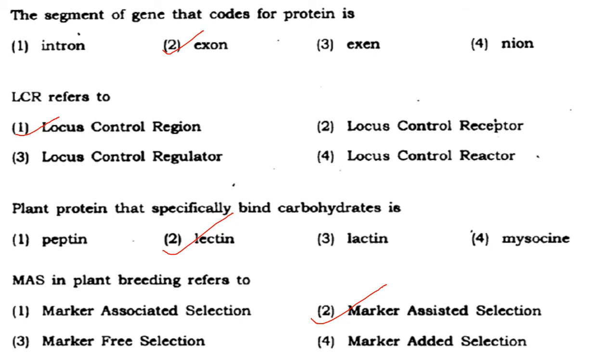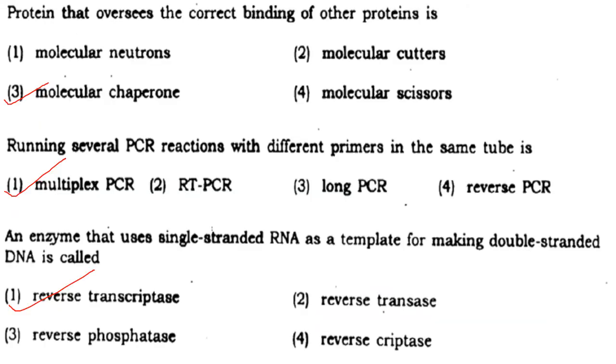Next one. MAS in plant breeding refers to option 1, marker assisted selection, 2, marker assisted selection, 3, marker free selection, and 4, marker added selection. Answer is option 2, marker assisted selection.